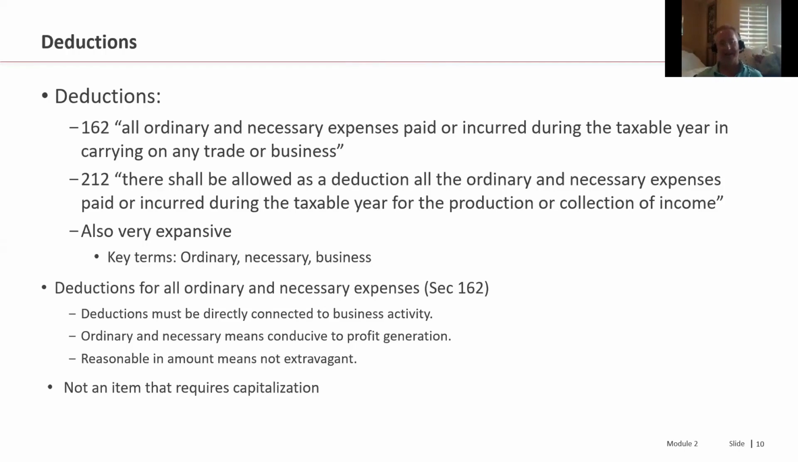The courts have had to decide what ordinary and necessary means and what it means to be related to business. So deductions must be directly connected to business activity. Ordinary and necessary means they're conducive to some profit generation, and reasonable in amount means not extravagant. And the other thing that you can't deduct is an item that requires capitalization.